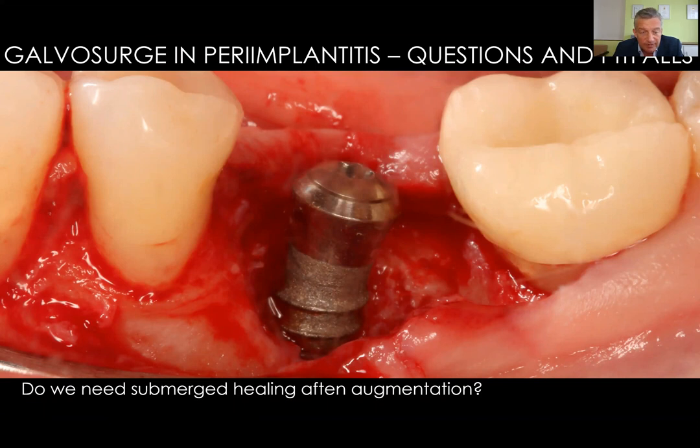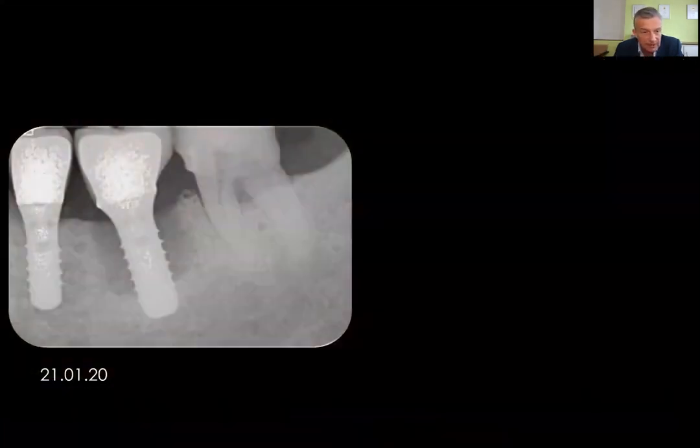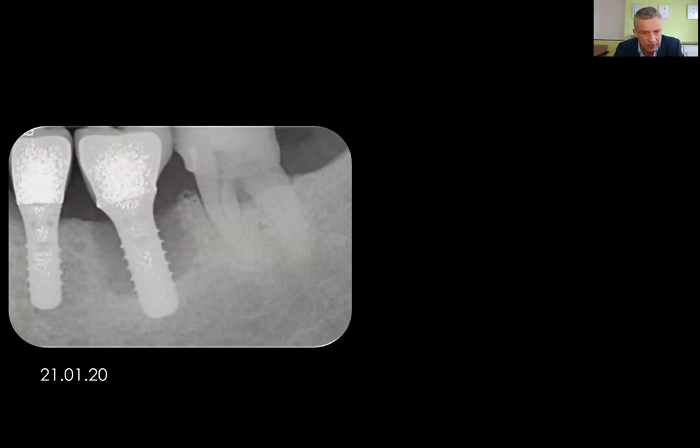Okay, of course, I have treated around 130 cases now, which I follow up over time, but things are open to be discussed. So the first question would be, do we need submerged healing, or is open healing also possible? With this type of tissue level implant, of course, it is not always possible to cover the site perfectly. I don't have so much experience with that.